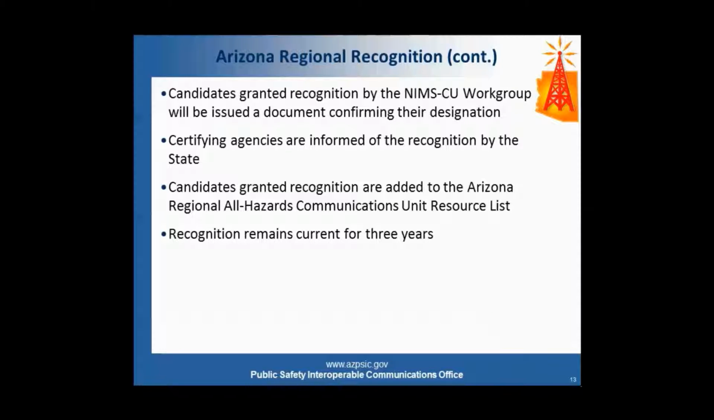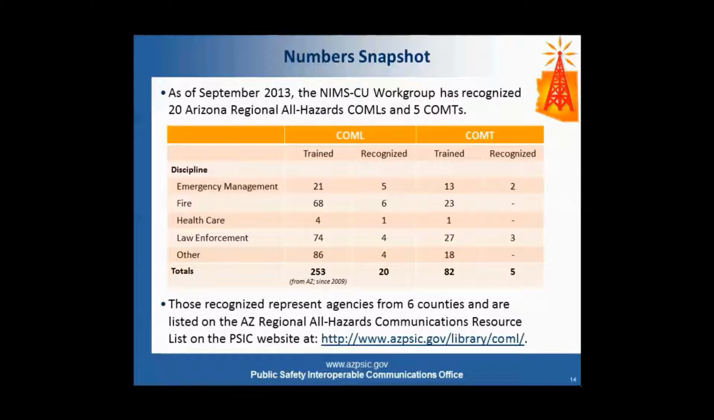Candidates granted recognition by the NIMS-CU work group are issued a document confirming their designation. This designates that they are recognized by the state. Their certifying agencies are informed of that recognition, and they're added to a resource list called the Regional All Hazards Communication Unit Resource List. And this recognition remains current for 3 years.